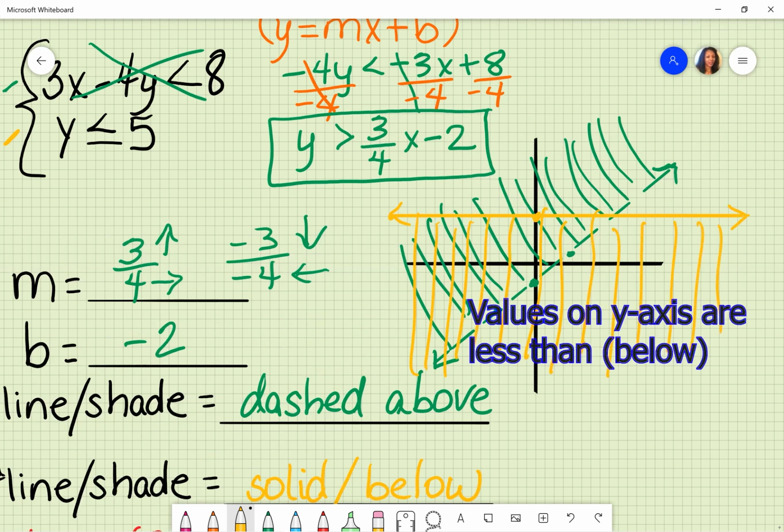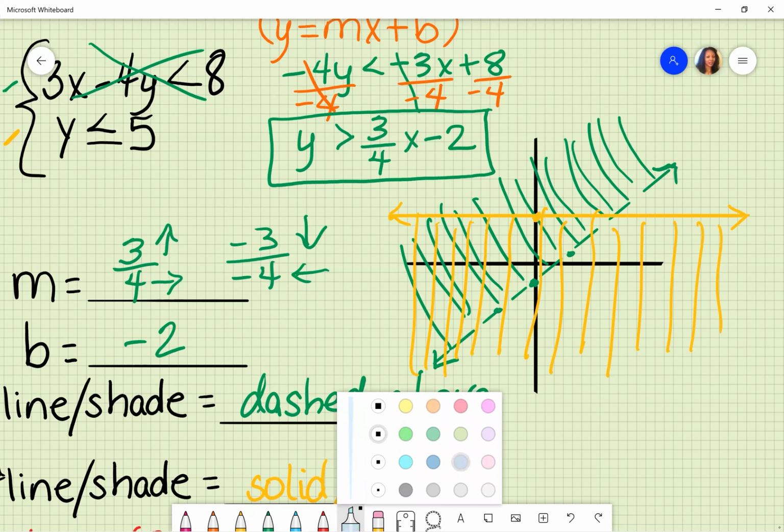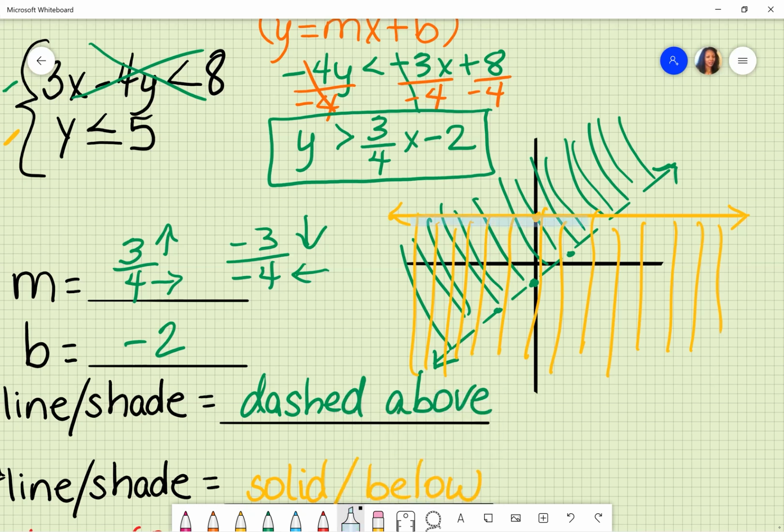Now, what you are looking for is where do they actually overlap? So my yellow and green, this little section, all of this, that's overlap. That's what I'm focused on. Now, I also want to check to make sure I did this correct.